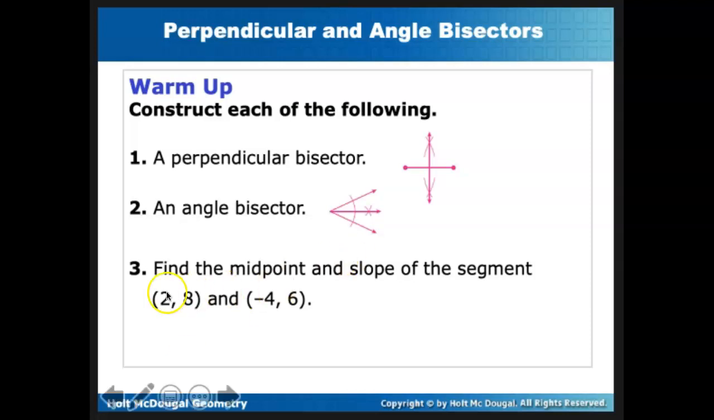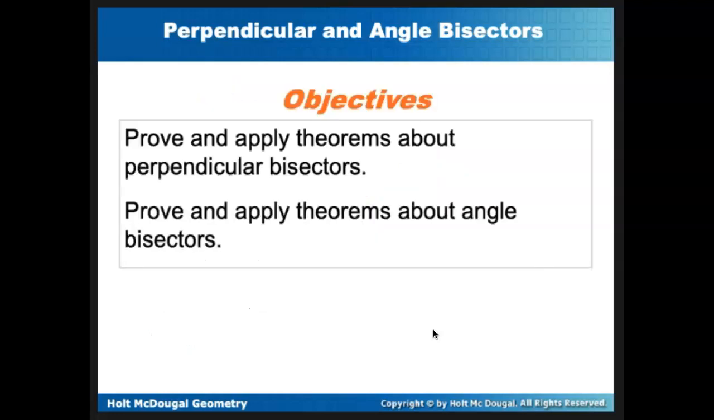Remember, we add the x's and divide by 2, add the y's and divide by 2, and that gives you your new point. And then the slope, of course, is rise over run. So we subtract the y's in the numerator and the x's in the denominator, and that gives us our slope, in this case, 1/3. So we want to prove and apply theorems about perpendicular bisectors and prove and apply theorems about angle bisectors.